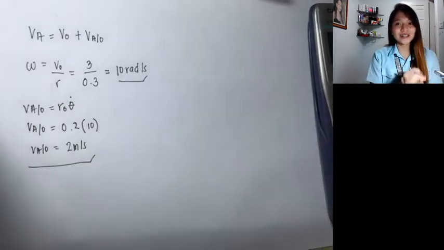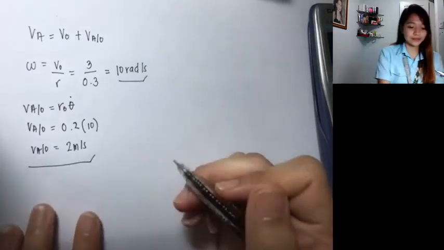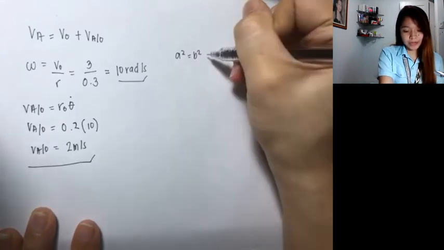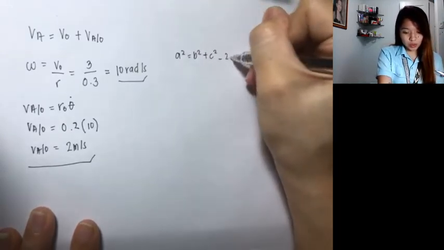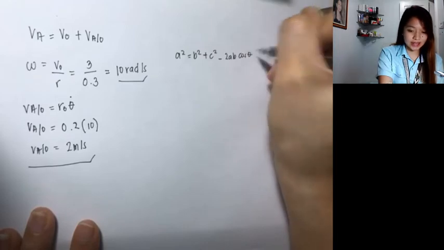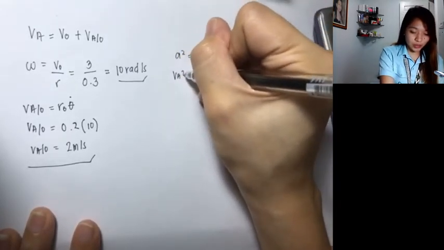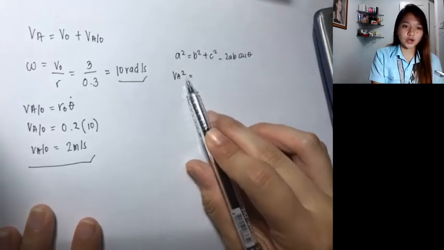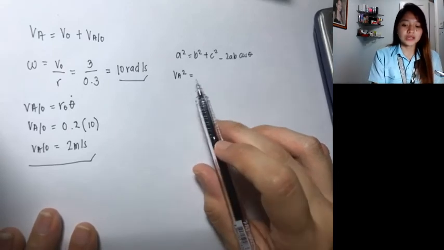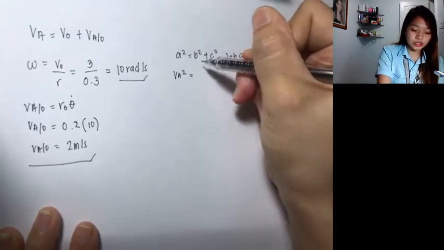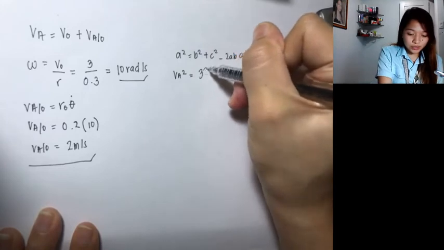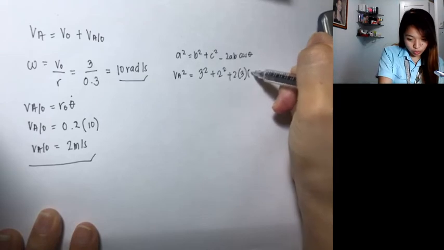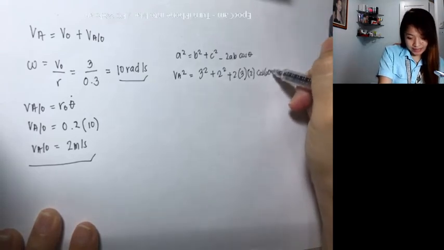Using the law of cosines, we will now have a squared is equal to b squared plus c squared minus 2bc cosine theta. So we have VA squared, since in the problem we are finding the velocity of point A. VA squared is equal to 3 squared plus 2 squared plus 2 times 3 times 2 cosine 60 degrees.